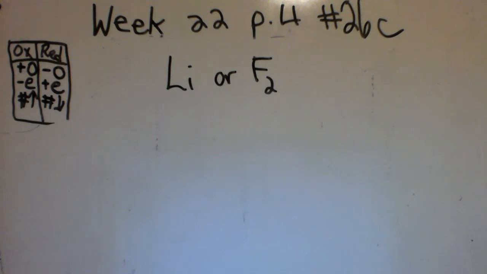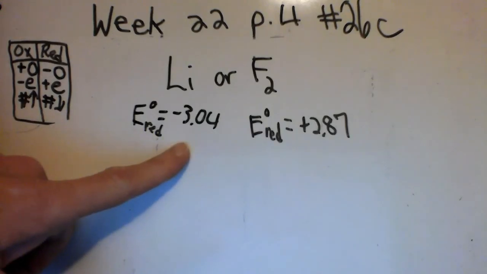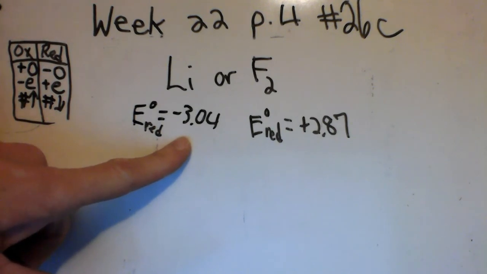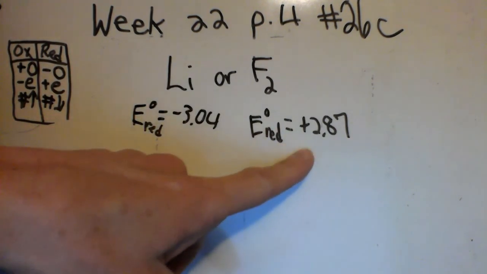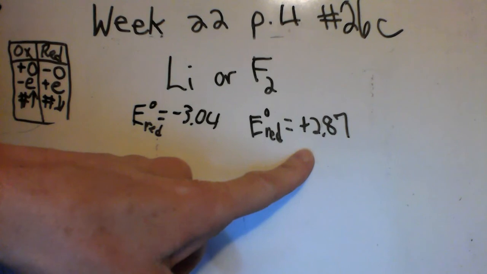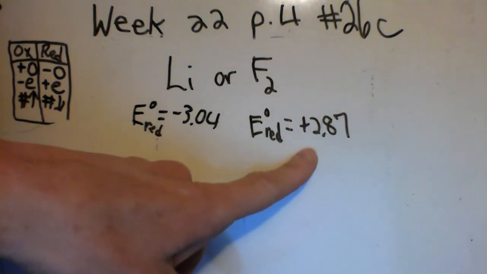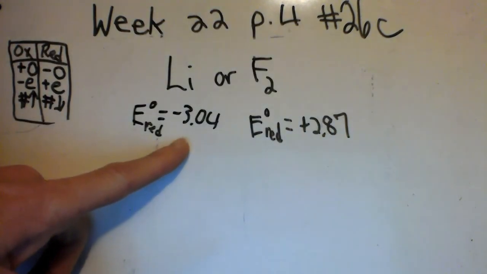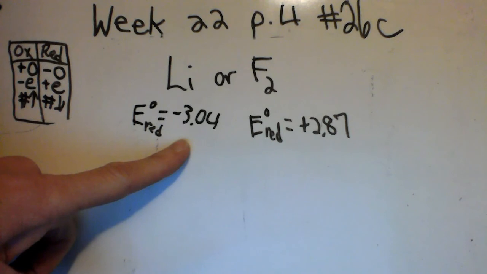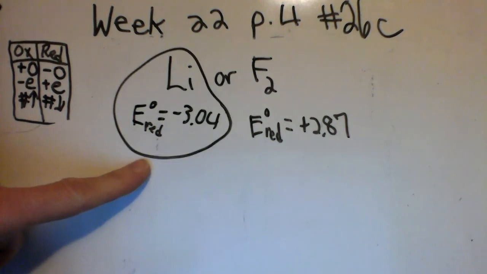Again, we're going to compare the reduction potential standards on page 693. Lithium has a negative standard reduction potential. Fluorine has a positive standard reduction potential. That means fluorine is more likely to be reduced. And if fluorine is more likely to be reduced, then lithium is more likely to be oxidized. And if lithium is oxidized, then it is the reducing agent.